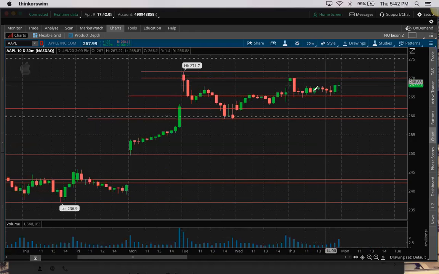We really shouldn't be taking trades in the middle of space like this, unless for some reason we have some really good indication to do so.